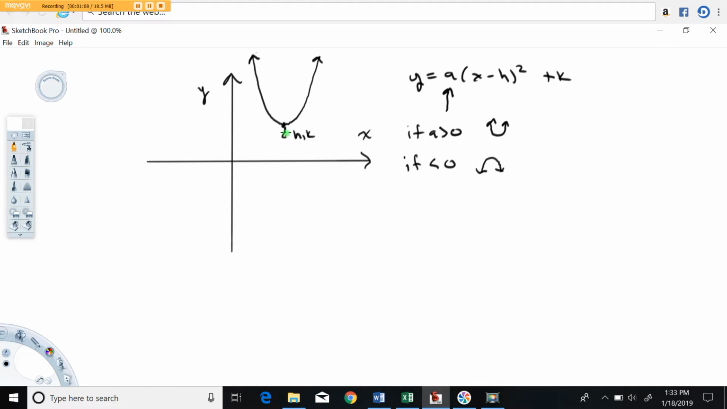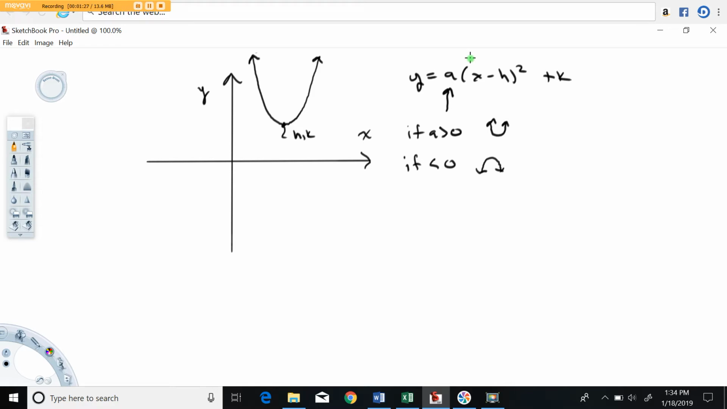Okay. The vertex is at the point h, k. And what this will allow us to do is we'll be able to use this kind of general form here to graph parabolas by taking whatever equation we've got that's describing the parabola and writing it in this form.